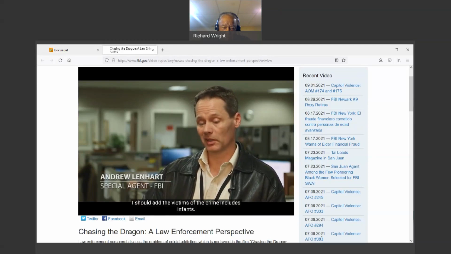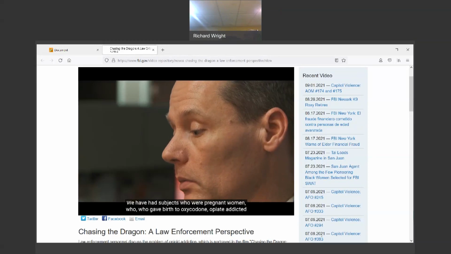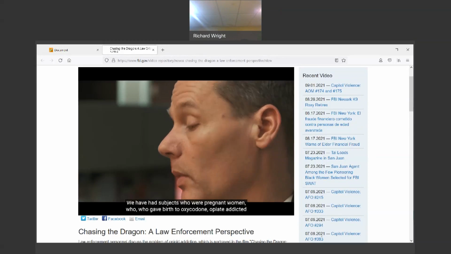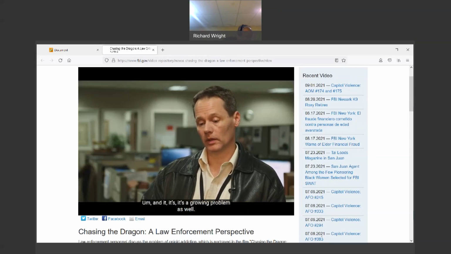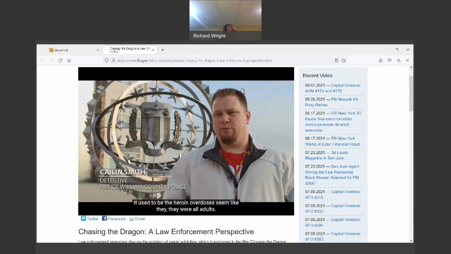Should add the victims of the crime include infants. We've had subjects who were pregnant women who gave birth to oxycodone, opiate addicted babies and infants. They even had to have the baby in jail. It's a growing problem as well. And a lot of overdoses, a lot of deaths. Scary thing is it's getting younger and younger. They used to be the heroin overdoses seem like they were all of them.